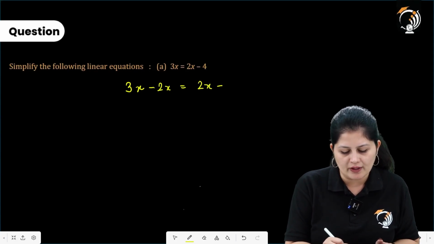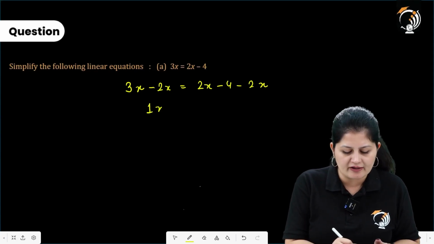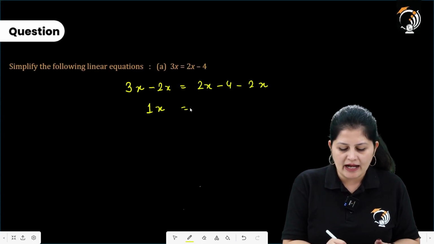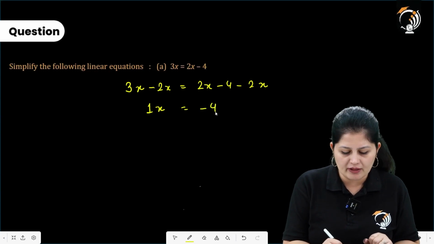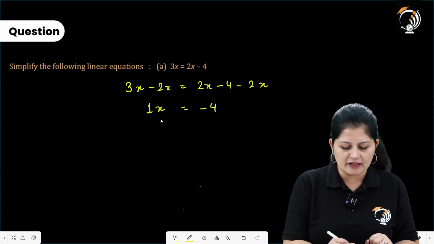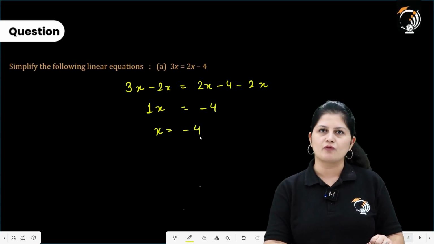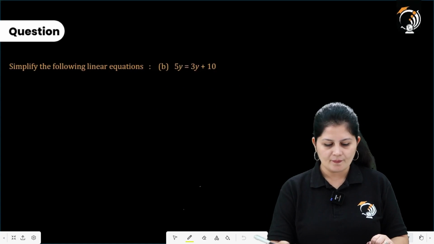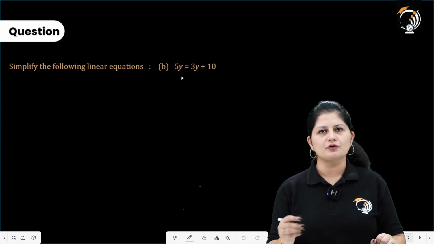So this is going to be 2x minus 4 minus 2x. We are going to get 3x minus 2x, which is nothing but 1x, or we can write this as x as well. And 2x minus 2x is going to give you a 0, and we'll be left with only minus 4 here. So the value of x that we are getting here is minus 4. Clear?